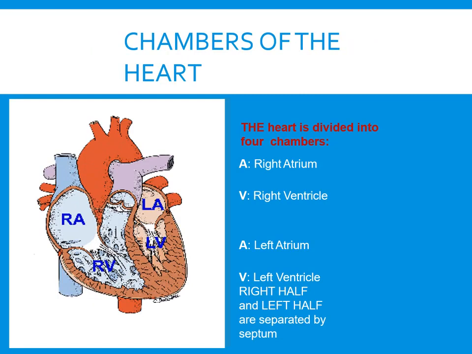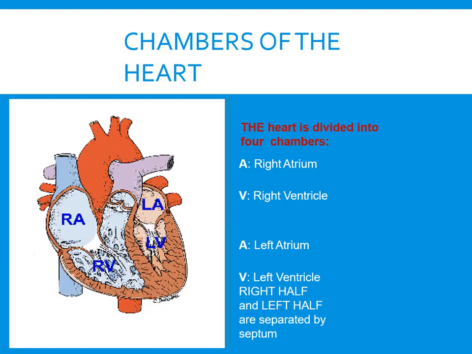Students, in this slide, we will know about the chambers of heart. The human heart is a four-chambered organ divided by septa into two equal halves, the right half and the left half. Each half is further divided into two chambers.